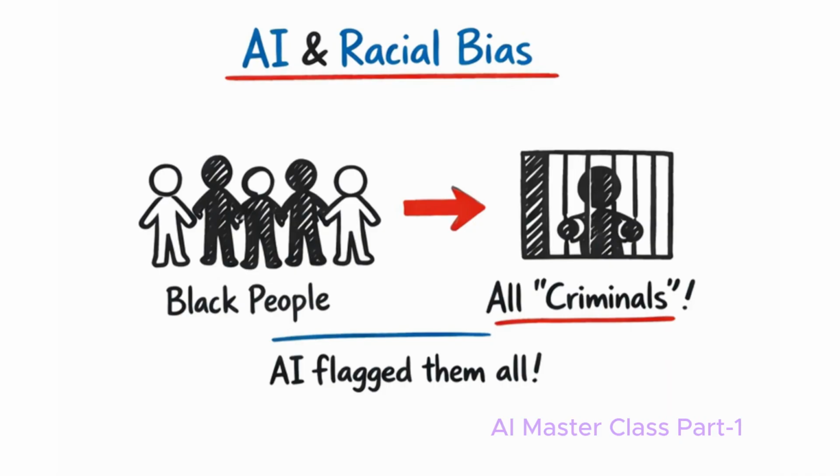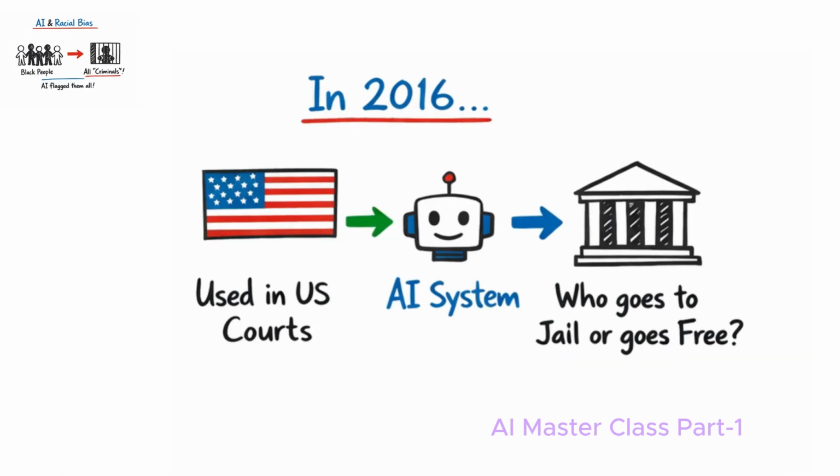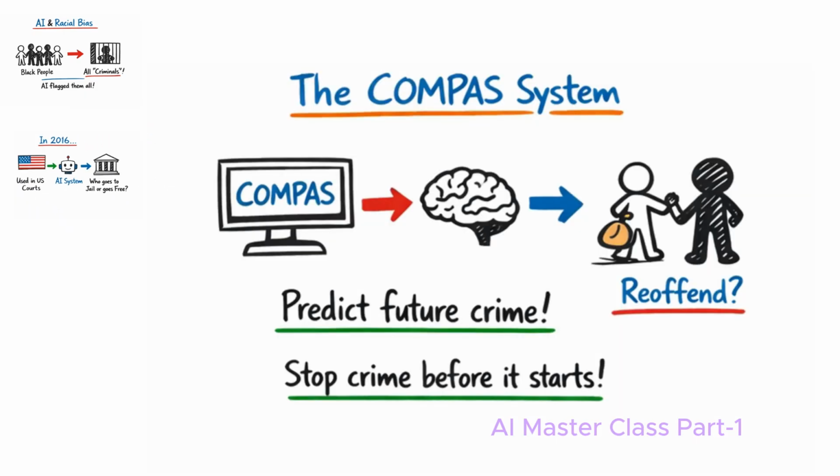A few years back, we started using AI in the judicial system, and then it started flagging Black people as criminals. It was the year 2016 when US courts decided to use an AI system for deciding who goes to jail and who goes free. That AI system was called COMPAS. Its main job was to predict whether a convicted criminal would do something bad again in the near future. That sounds amazing, right? Stopping the crime before it even happens.